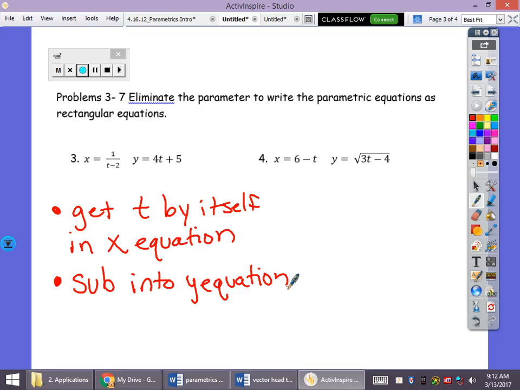Okay, so let me ask you this. When you go to put an equation in your calculator and see the picture, what form is it? If I want to put a parabola in, if I want to put an exponential in, what button do I hit? The y equals. So we always want the y equals to stay. That's why we get t by itself in the x equation. And it's t that we're getting by itself because both equations contain t. Good? So you were only doing number 3 and number 4.